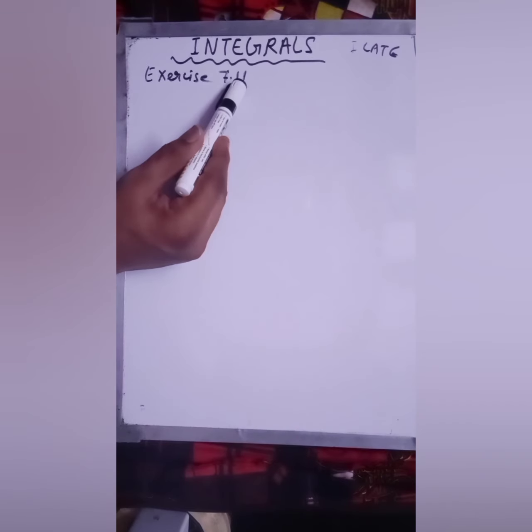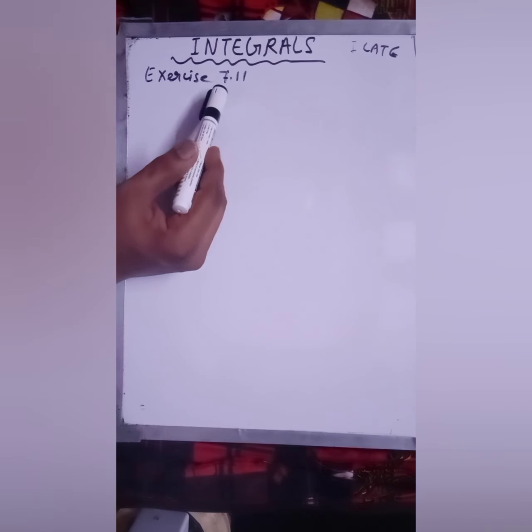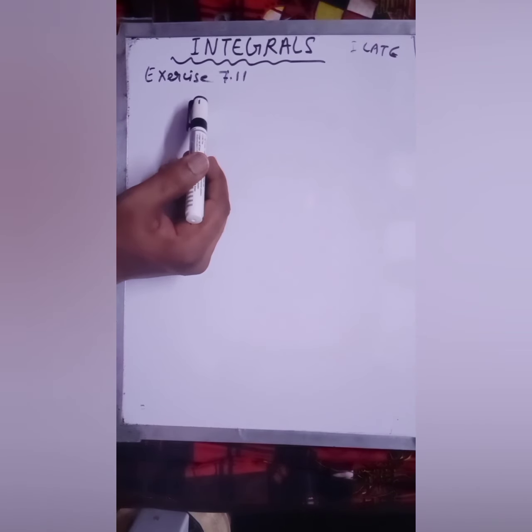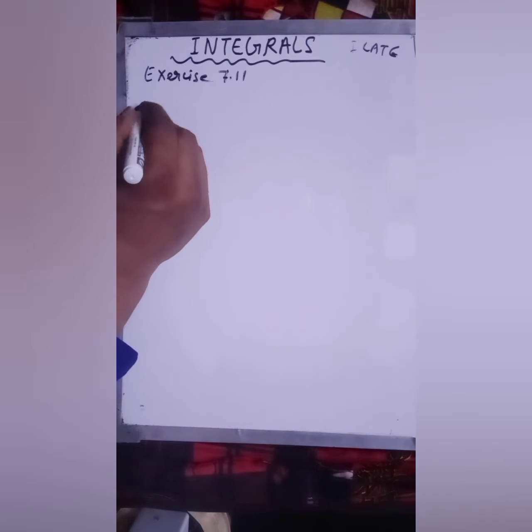Now children, this exercise 7.11 is one of the most important exercises. So you have to solve each and every question of this exercise. Is it clear? Here in this exercise we will use some formulas, some properties of definite integration. In today's video we will do only one property. So I am solving property number P3.